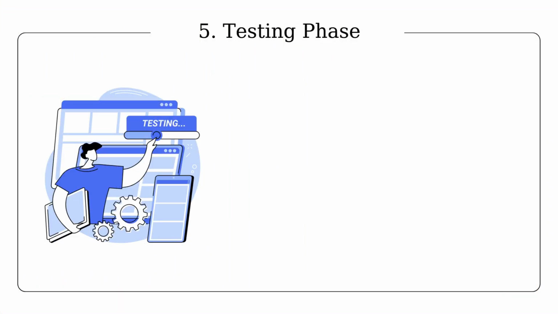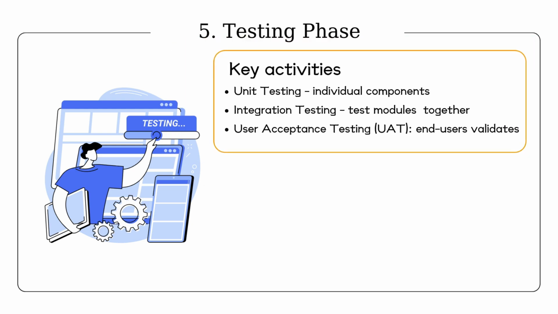Before releasing the software, it's crucial to test it thoroughly to catch bugs and ensure it works as expected. Types of testing include unit testing to verify individual components, integration testing to ensure different modules work together, and user acceptance testing, or UAT, where end users validate the final product.